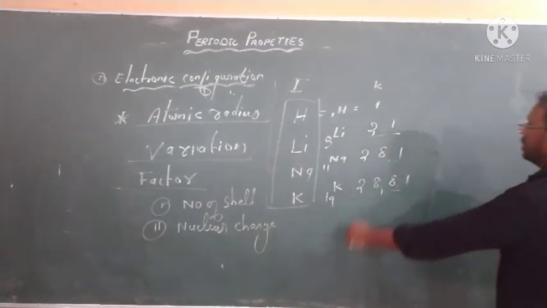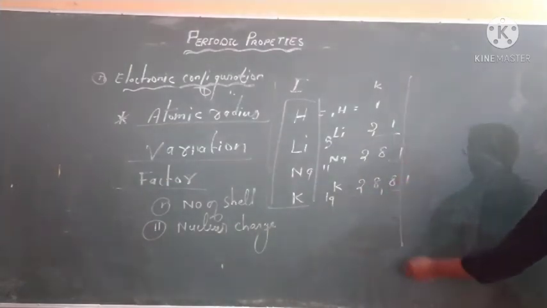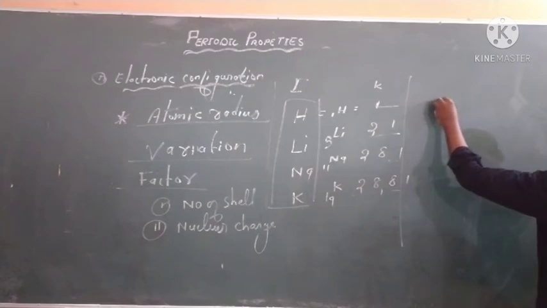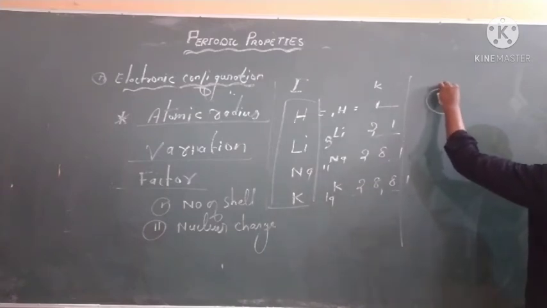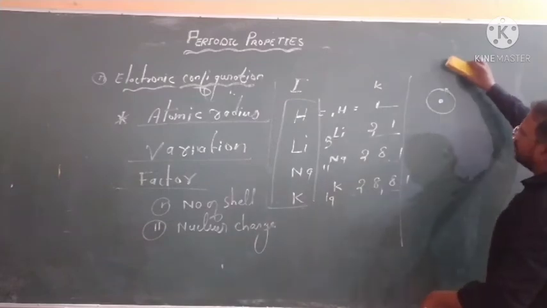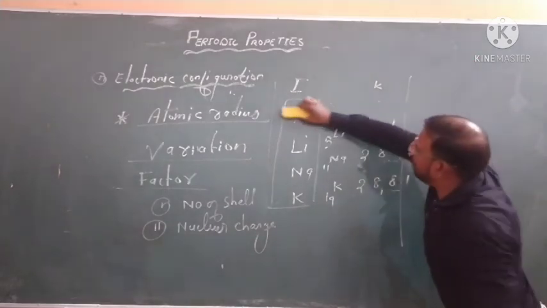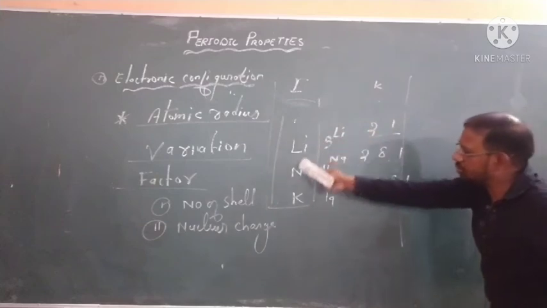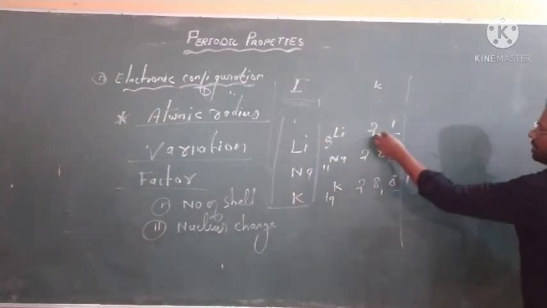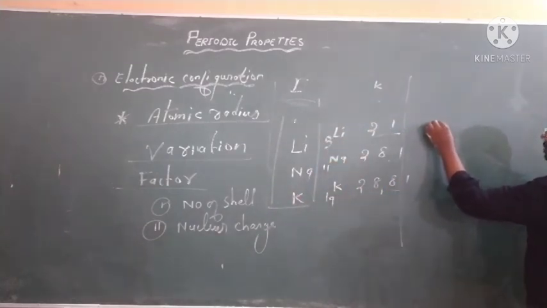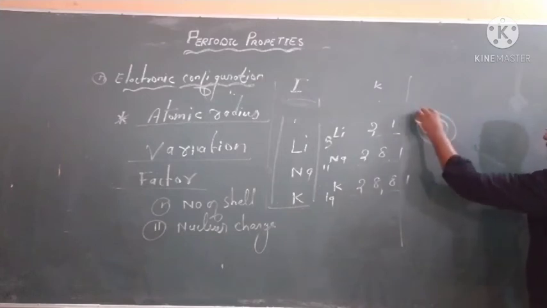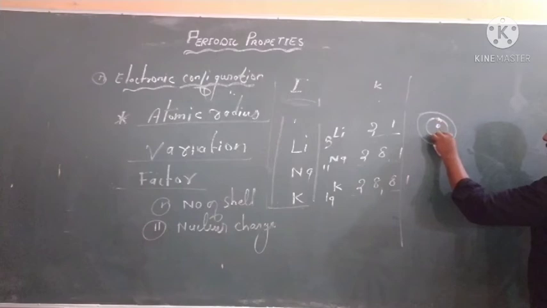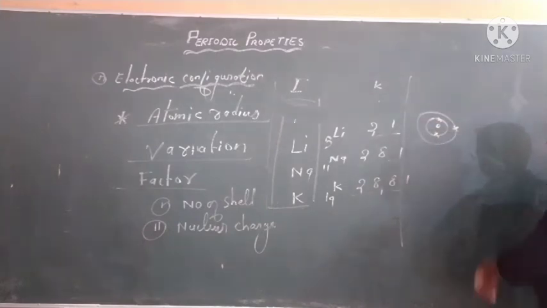Just see here, hydrogen has only one shell. But I am not talking about hydrogen because hydrogen is a non-metal, so there is no need to talk about it. Just talk about lithium, sodium and potassium. How many shells are there in lithium? 2. This is the nucleus, first shell and second shell. It has 2 electrons in the first shell, and the valence shell has 1.